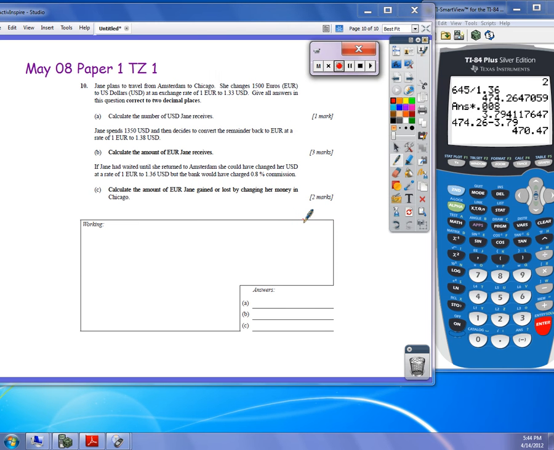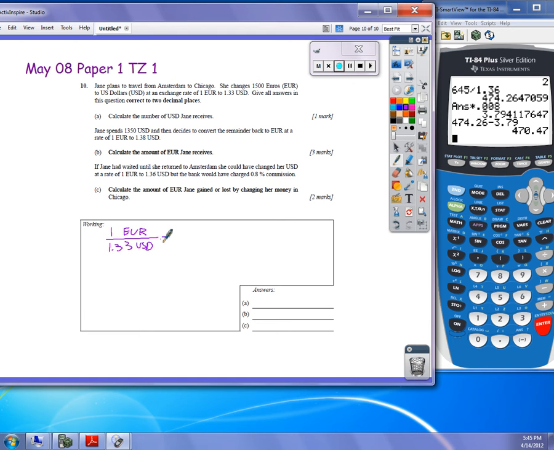Alright, we have a currency exchange rate problem here. And this is a problem that you want to read carefully just so you don't make any kind of silly mistakes. We're traveling from Amsterdam to Chicago and exchanging euros to dollars. And the exchange rate that's given to us is 1 euro is equal to 1.33 US dollars. We're going to exchange 1,500 euros, and we want to know how many dollars we'll get.